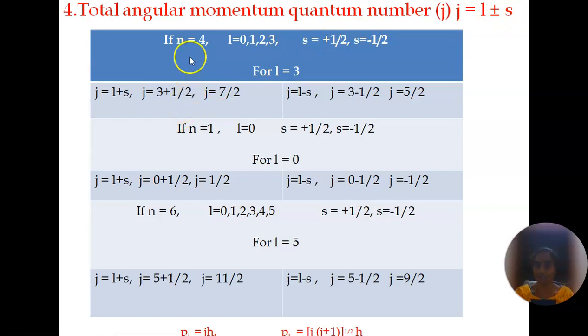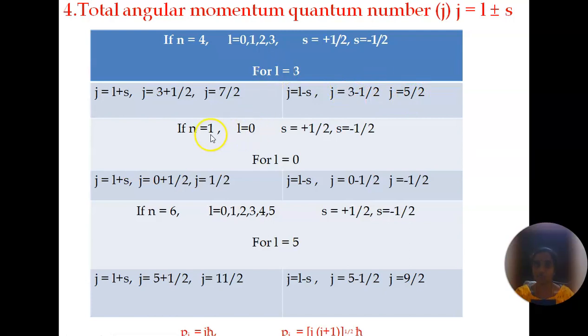For example, if we consider n is equal to 4, then we have n minus 1 for L. So L is equal to 0, 1, 2, 3. S is equal to plus half, minus half. First, for L is equal to 3 we can take J is equal to L plus S. J is equal to 3 plus half, J is equal to 7 by 2. If S is minus half, then the total angular momentum J is 5 by 2.